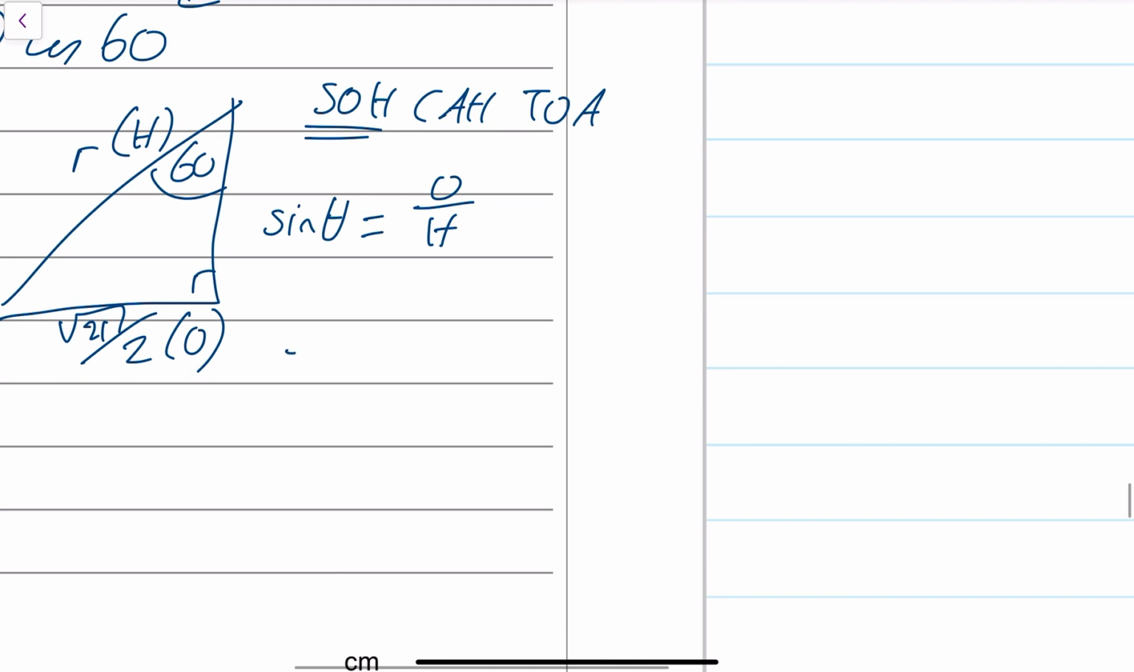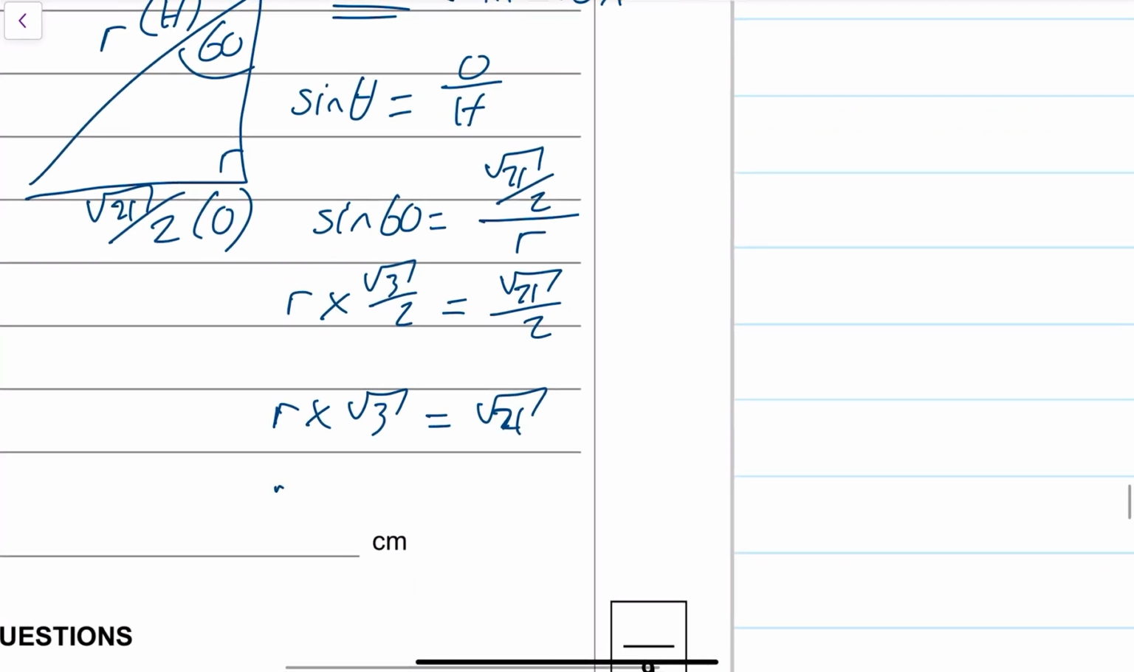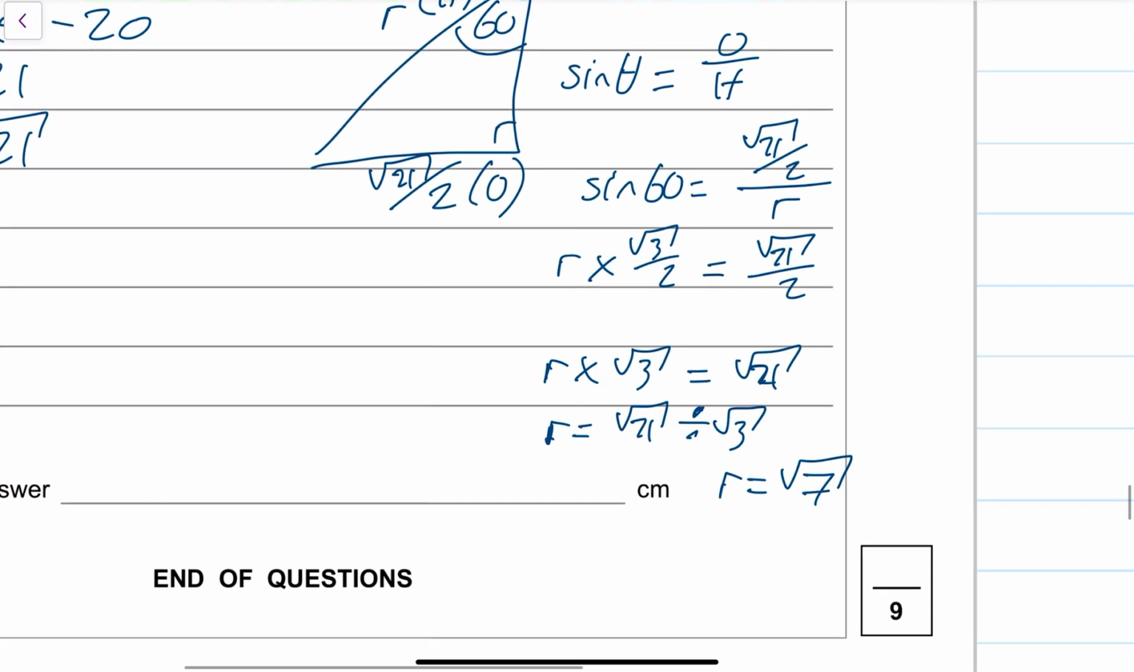We've got sine. Sine theta is equal to opposite over hypotenuse. Sine of 60 equals root of 21 over 2 all over r. That means r times sine 60. What is sine 60? Sine of 60 is root 3 over 2. So r times root 3 over 2 is equal to root of 21 over 2. There we go, we're getting somewhere. R then is equal to, multiply through by 2, you'll just get r times root 3 is equal to root 21. R then equals root of 21 divided by root 3. So r is equal to root of 7.